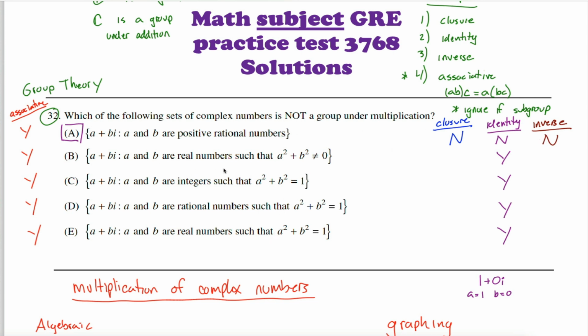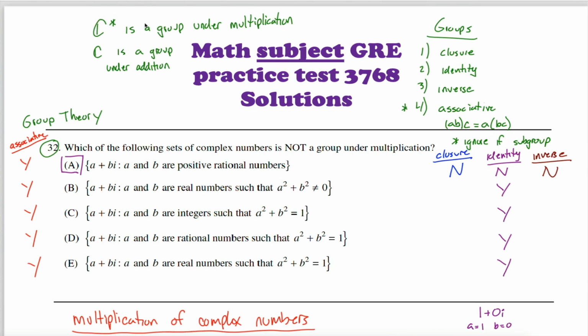Before ending this video, I just want to quickly talk about how options B, C, D, and E do fit all these criteria. C, D, and E are all kind of similar, so first let me knock out B. Set B contains elements a plus bi such that a and b are real numbers and that a squared plus b squared does not equal 0. In other words, all non-zero complex numbers. The only way a squared plus b squared equals 0 is if both a and b are equal to 0. In other words, if we're talking about the complex number 0 plus 0i or just 0.